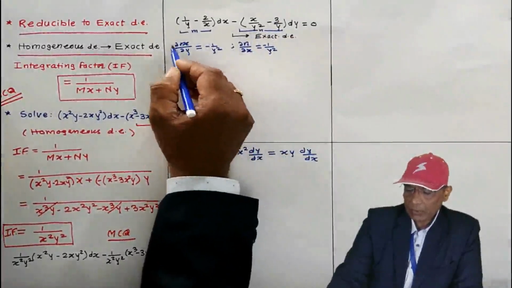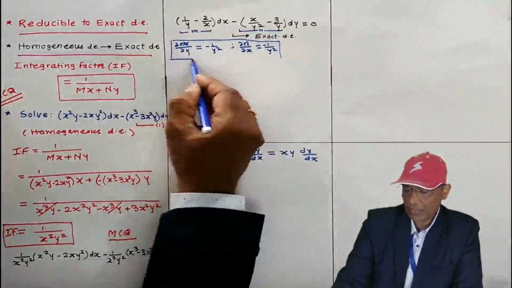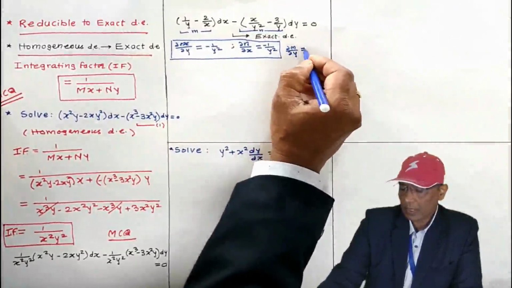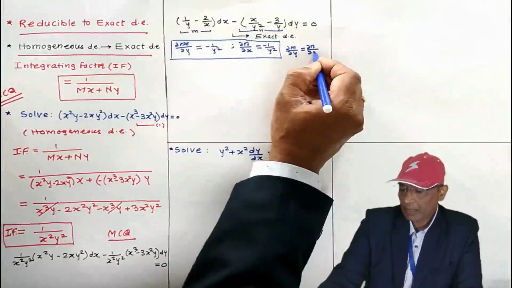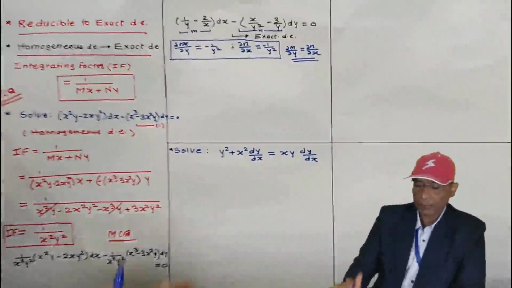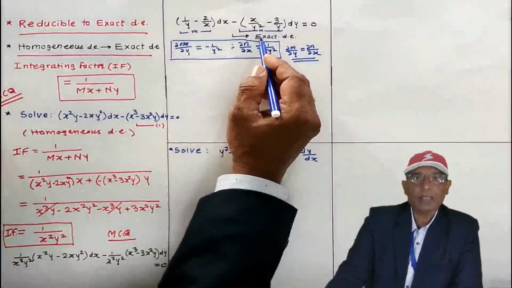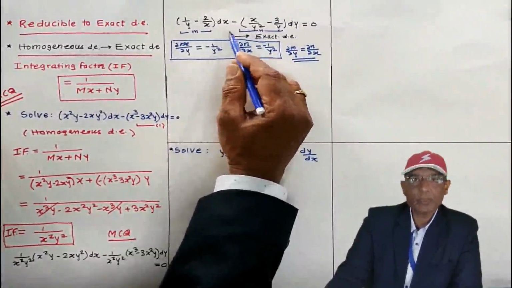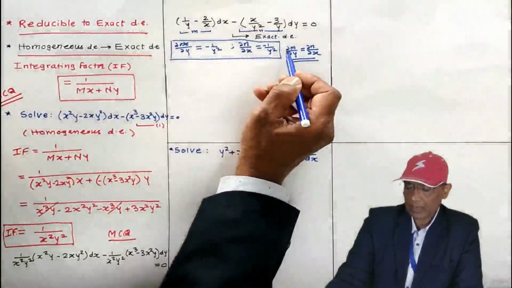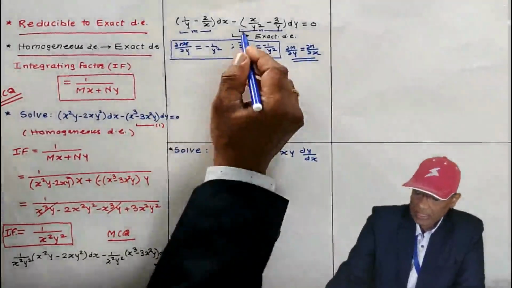See, del m by del y equal to del n by del x. So therefore, this is an exact differential equation. But once again I repeat, this is not necessary to check in the examination. If you don't commit even a single mistake up to this point, then it will definitely be an exact differential equation. But for the sake of your knowledge, I checked it and it comes out del m by del y equal to del n by del x. That's all.